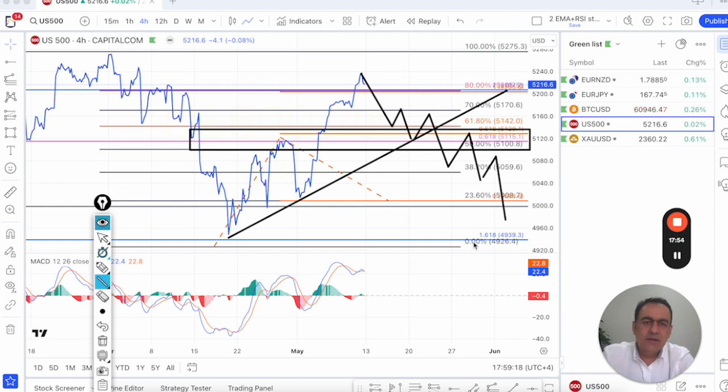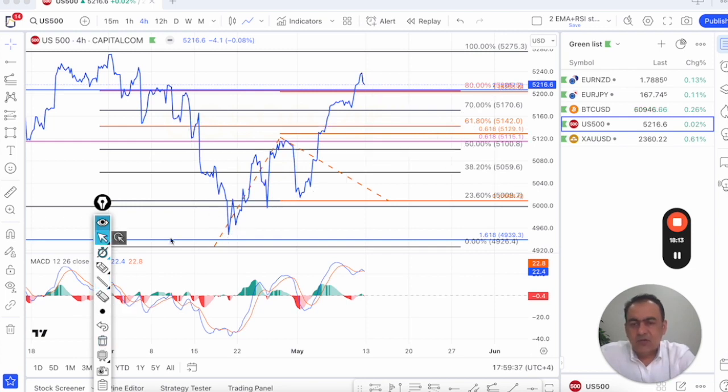So the plan is, if you get a discount, if you get some pullback, you should plan to buy with the aim of 5400 only if it stays above 5100. So invalidation comes when it breaks below 5100. And finally, I'm going to talk about gold.